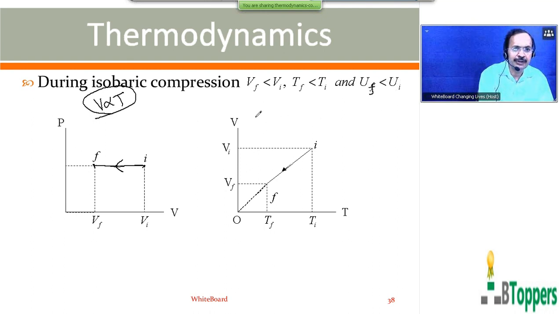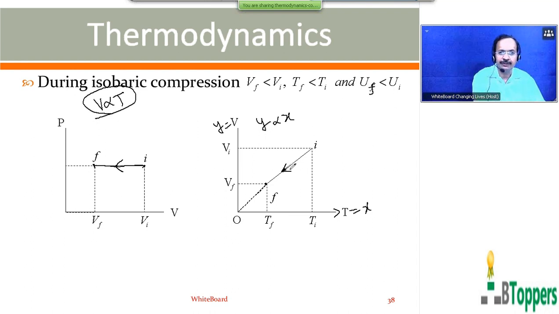And at constant pressure, V is proportional to T, so we get a VT graph. We take volume along the y-axis and absolute temperature along the x-axis. Y proportional to X, the VT graph will be a straight line passing through the origin. So the arrow will be like this, from initial to final. So in the isobaric compression, volume decreases at constant pressure and temperature also decreases. So internal energy of a fixed mass of gas decreases in isobaric compression.